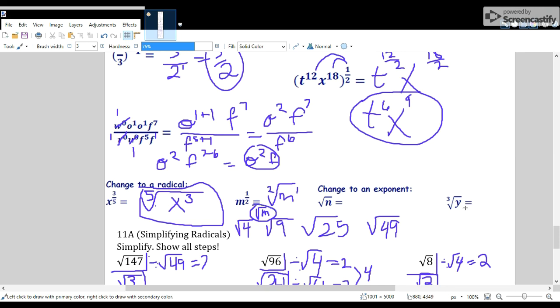Now let's change these two radicals to exponents. We have a square root of n. That's the same thing as n to the 1/2 power. The index is automatically assumed to be a 2, and the exponent is automatically assumed to be a 1 if there's nothing there. So the cube root of y to the 1st power, you write y to the 1/3 power.